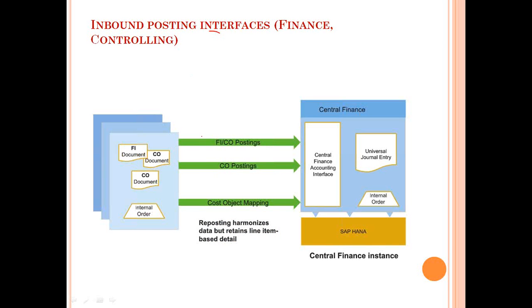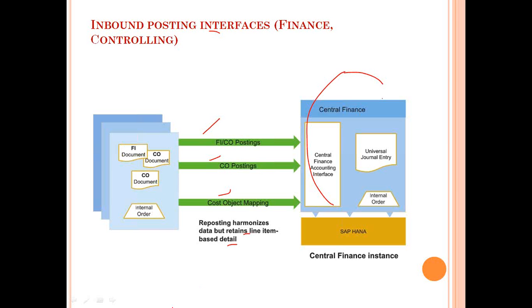Earlier there was FI posting separately, CO postings, CO object mapping. So these are now mapped with a single Central Finance. All these objects are mapped together. So reposting is harmonized, but data remains line item based only.